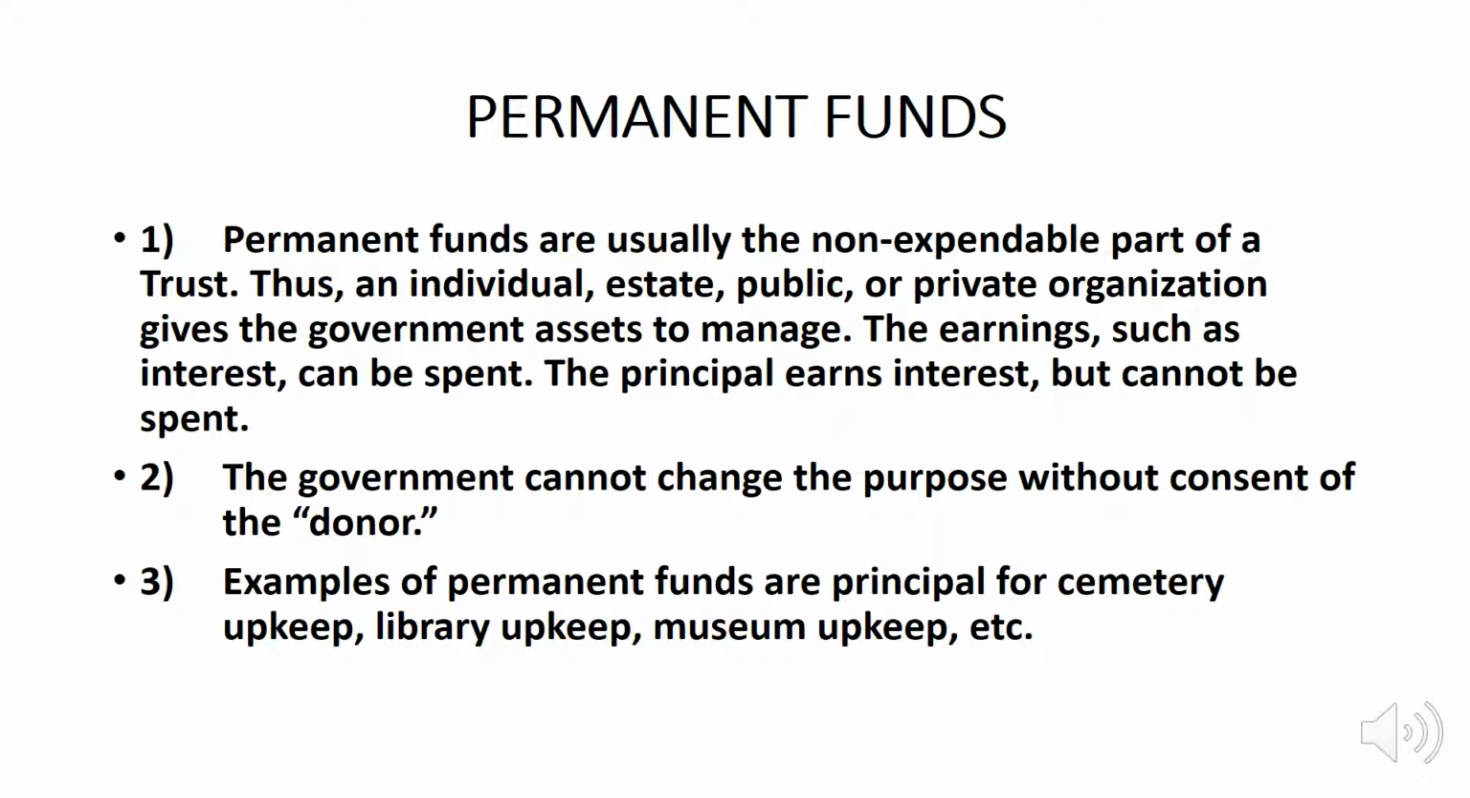It's important to note that the government can't change permanent funds, so they can't change the purpose of the fund without the consent of the donor. The donor could do that up front. They could say the government may change it, but if they don't, the government would have to go back and ask permission if they wanted to spend, in this case, the principal. And examples of permanent funds would be things like principal for cemetery upkeep, library upkeep, museum upkeep, and so on.